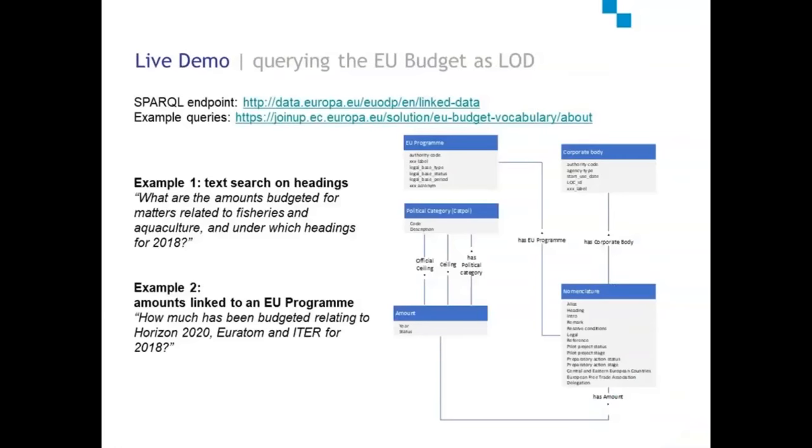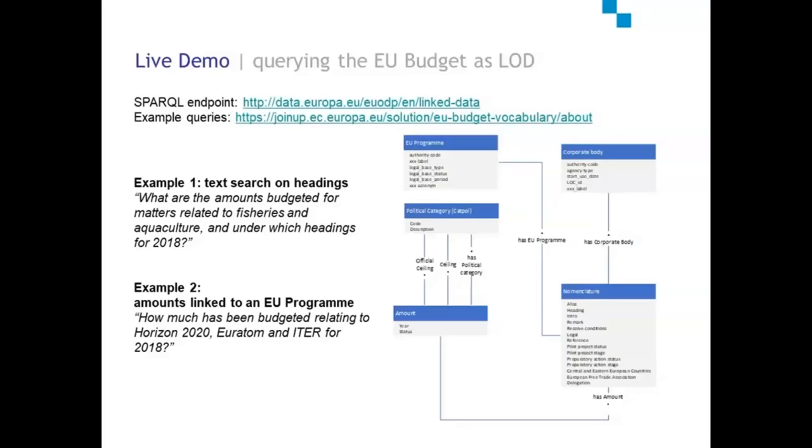Okay, so that was a bit of context of why we have been focusing on publishing the EU budget as linked open data. Now let's have a look at what we can do with it. To help users, you or other users, get started with the data, we created a number of example queries. These are SPARQL queries, which are quite common to query linked open data. And we have published these queries online. I will soon share my screen and you will see how to find them.